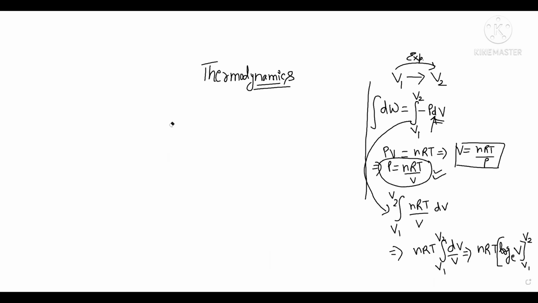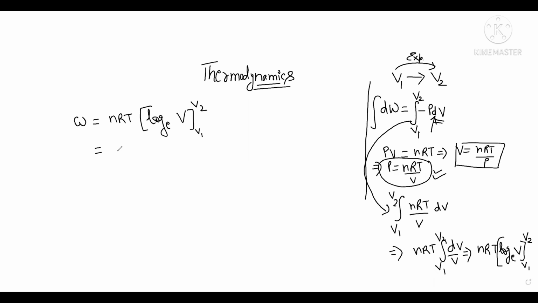So continuing with this equation, we have integration of dW, which will give us W. So I'm writing W equals nRT log to the base e of V1 to V2. This was our last equation that we have derived.